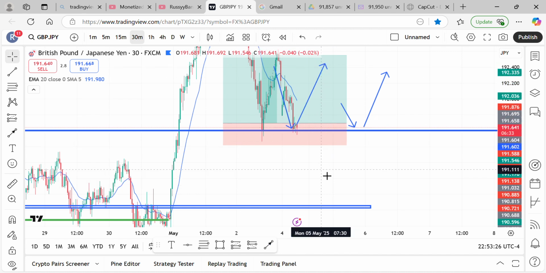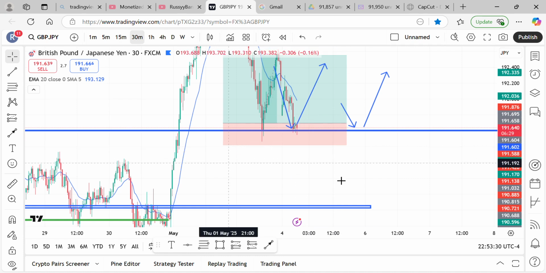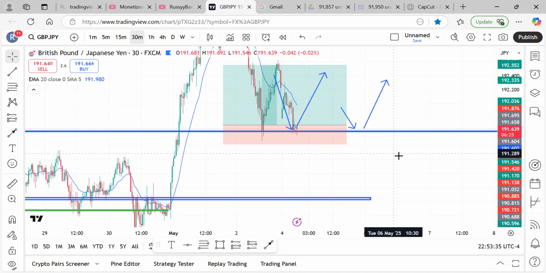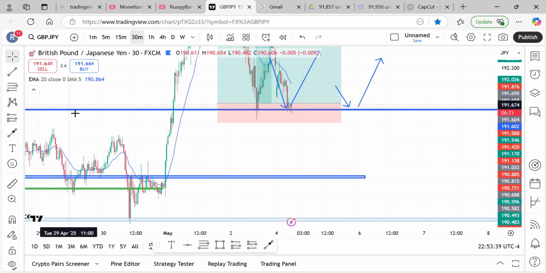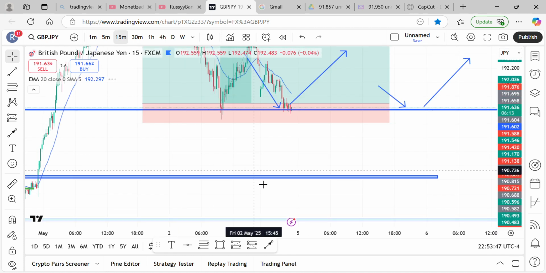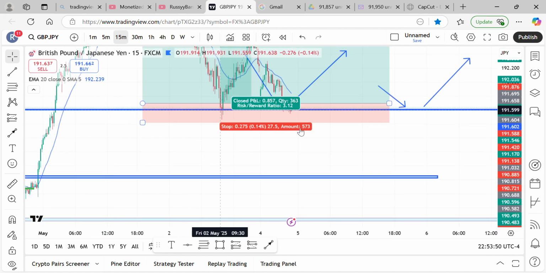So a couple things for you guys to notice, right? Okay, if this does not work out, what we can do is, since this is kind of an area of interest, I would say. You know what I mean? Because if you come down to the 15-minute, right, we have a bounce right here, bounce right here.